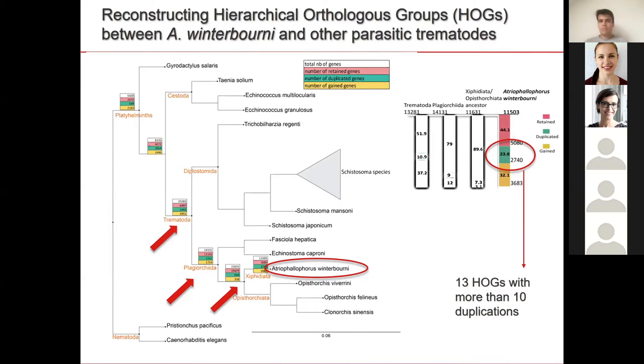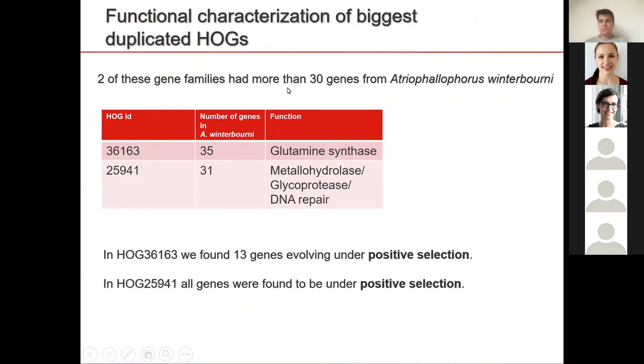24% of the genome has originated through the most recent duplication events. And among those genes, there are 13 HOGs with more than 10 duplications. Two gene families, or two HOGs, have attracted our attention most because they had more than 30 genes from Atrophalophorus winterborni. And these included the glutamine synthase HOG and a metal hydrolase glycoprotease family.